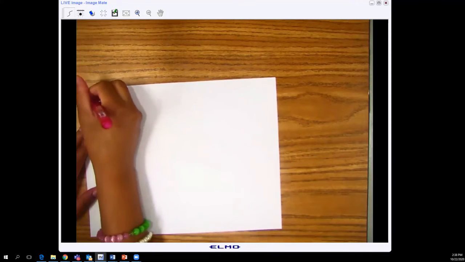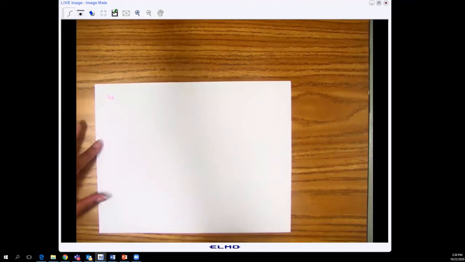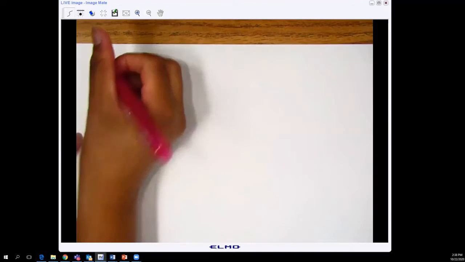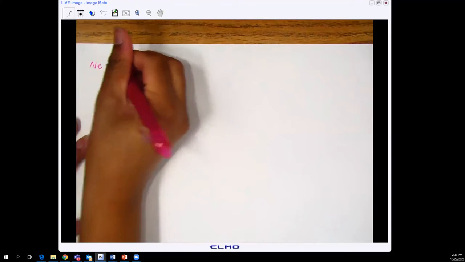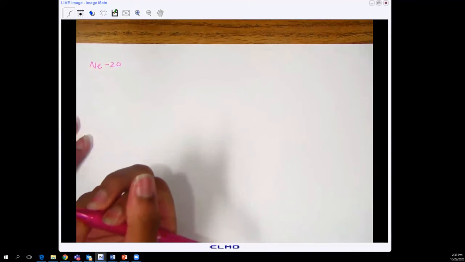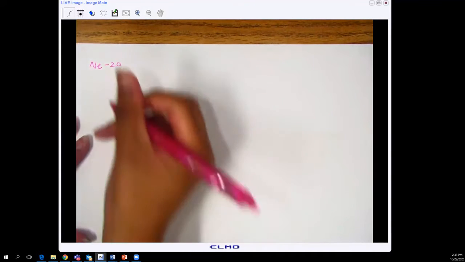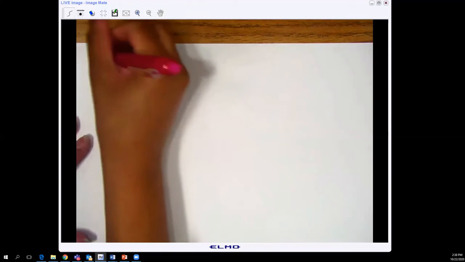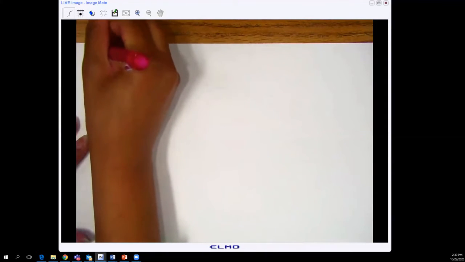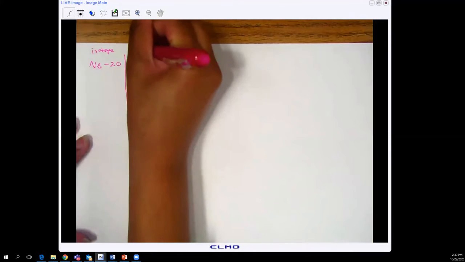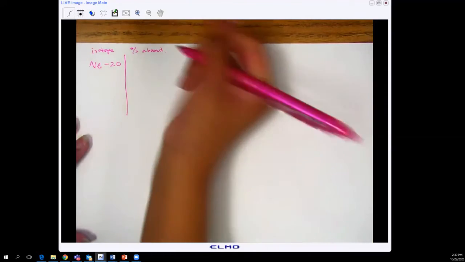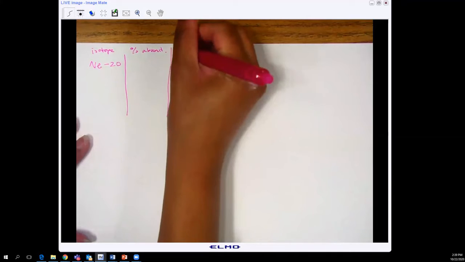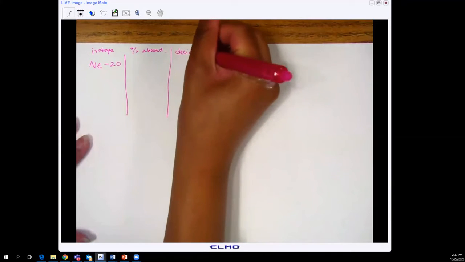Number 7 told us that neon-20 has a 90.24% abundance in nature. So we're dealing with neon. Let me zoom in. There we go. They tell us that neon-20 has a percent abundance of 90.24%. So I'm going to set up a chart, kind of. Here's the isotope I'm dealing with. Here's its percent abundance. I'm going to shorthand abundance because it's a lot to write. I'm also going to convert that percent abundance to a decimal.